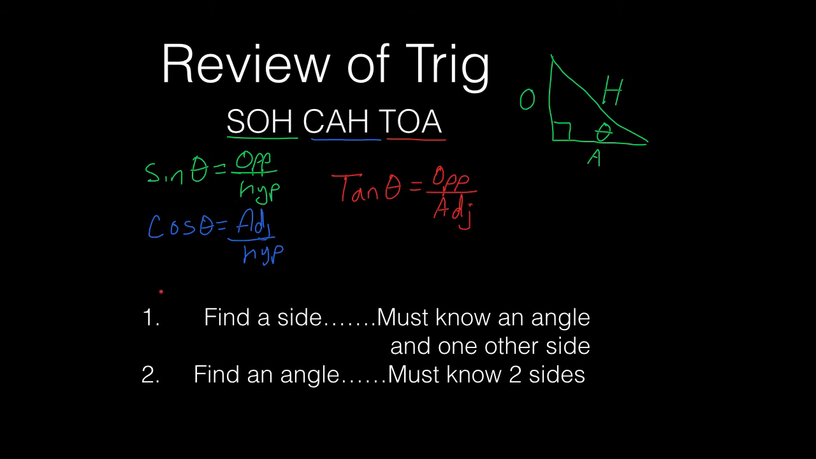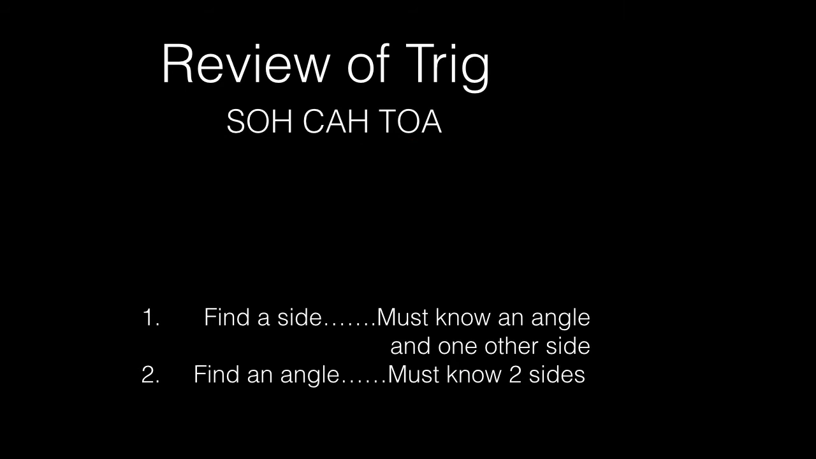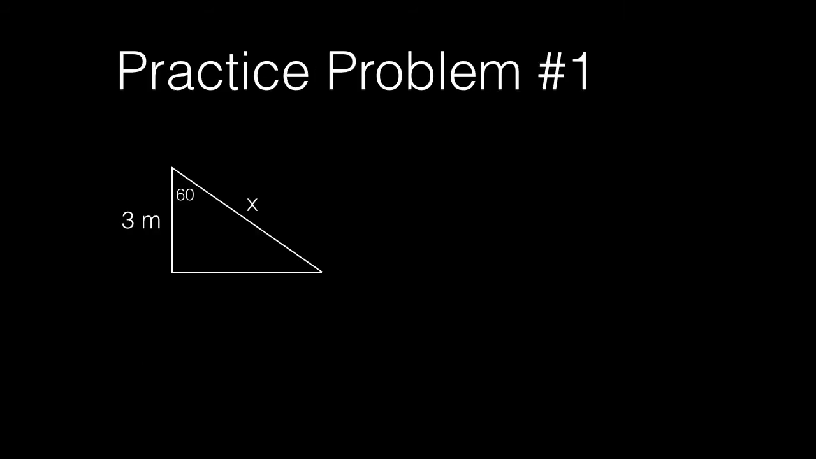There are two reasons why we use the trig functions. The first reason is to find an unknown side. But if you don't know one of the sides, you must know at least one other angle besides the right angle and another side. The second reason we use the trig functions is to find an angle. But if you need to find an angle, you have to know at least two sides of your triangle. So we're going to go through a few practice problems and go through all the different scenarios that you're going to see with these trig functions.